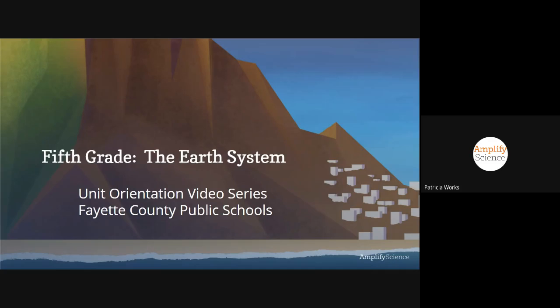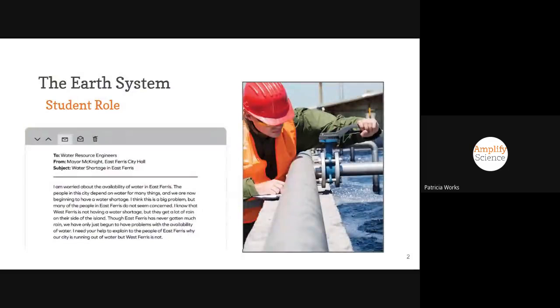I'm going to lead you through this unit orientation video for the 5th grade unit, the Earth System. In the Earth System, students take on the role of water resource engineers, where they learn about the Earth System so that they can help figure out what's causing the water shortage on one part of an island. They also design ways to alleviate the effects of water shortages, including freshwater collection systems and proposals for using chemical reactions to treat wastewater.